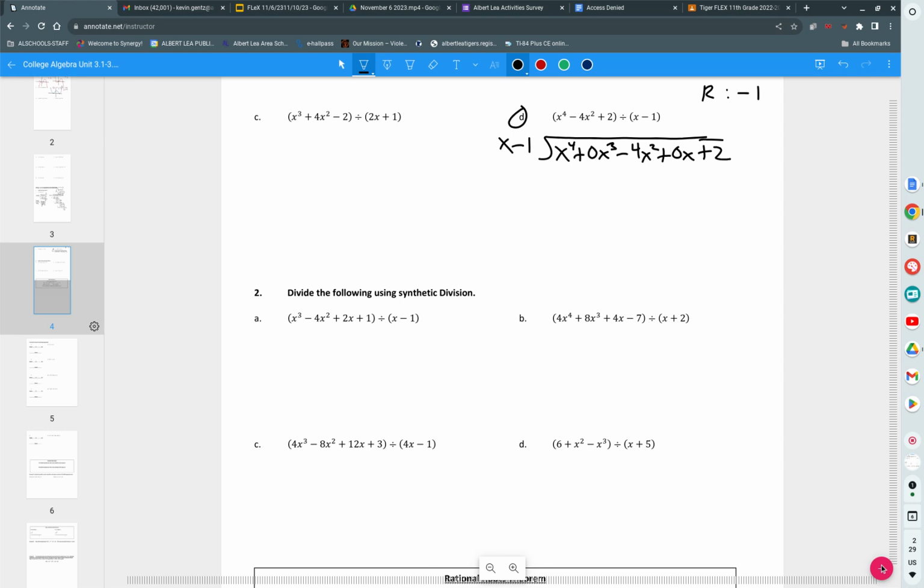Well, let's do another way. Let's do synthetic division. Synthetic division is faster. Synthetic division goes like this. You take the number that produces 0 out of the divisor, which is 1.